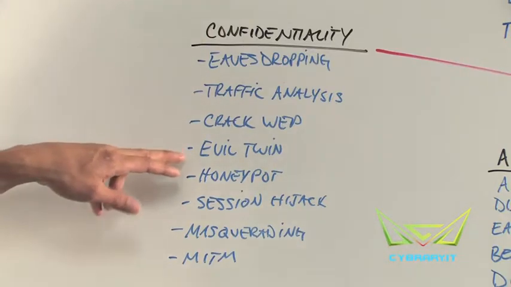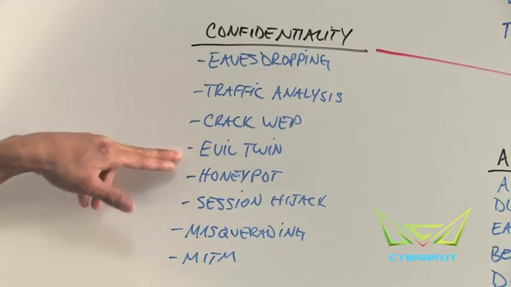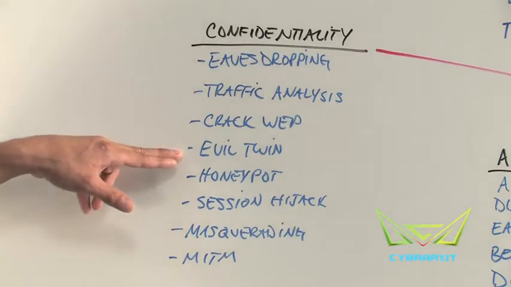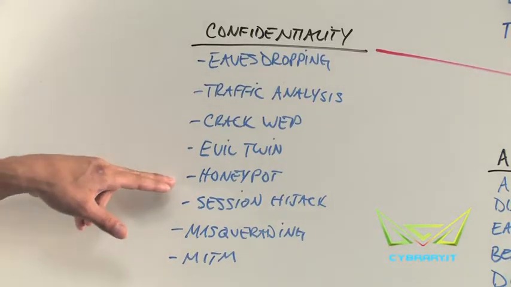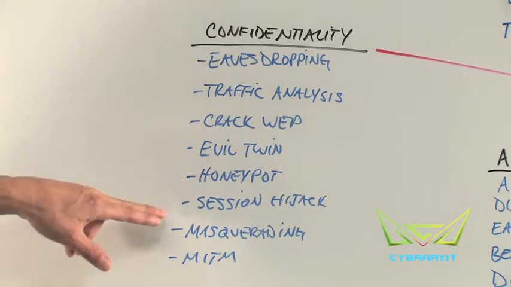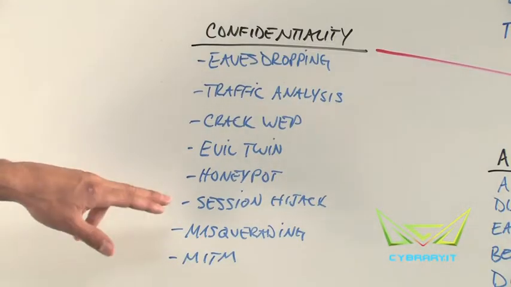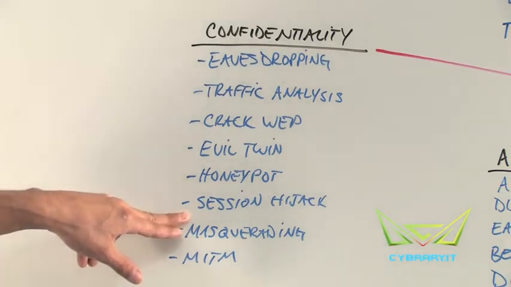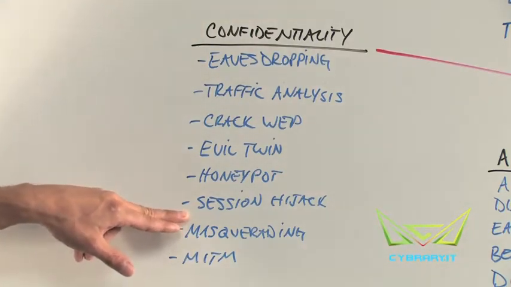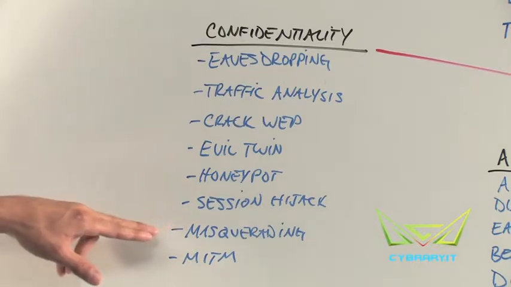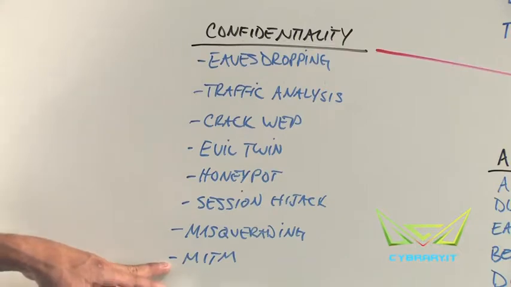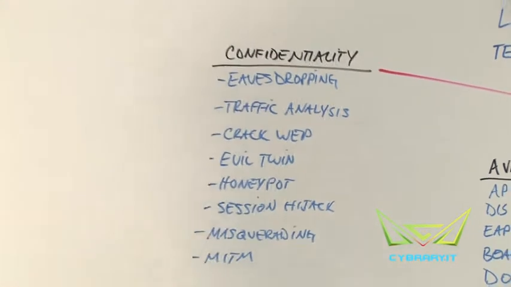secret. You could set up an evil twin access point, so everybody connects to your evil twin, and then you forward the traffic onto the real access point, therefore getting a copy of everybody's traffic. You could set up a honeypot, or a honeynet even. You could do a session hijacking attack, let someone connect to your wireless network legitimately, and then just take over their existing session. You could masquerade as someone else, or you could just go a full-blown man-in-the-middle attack.